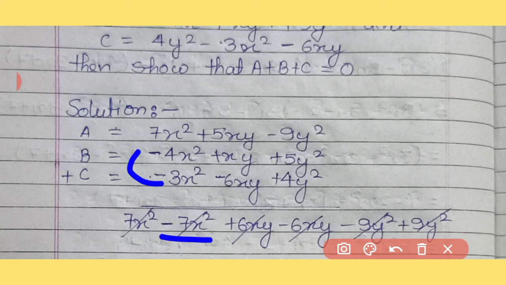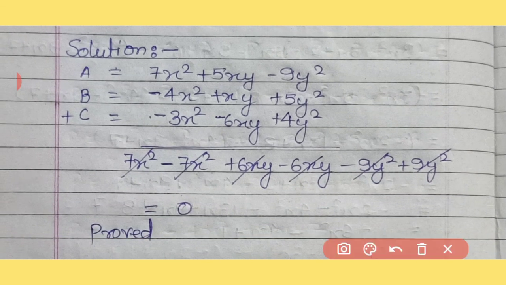So plus 7x square minus 7x square. Next term, these two terms are plus, so plus 6xy minus 6xy. And the next is minus 9y square, and the addition of 5y square and 4y square becomes 9y square. So all the numbers are the same, but they have different signs. So 7x square will subtract 7x square, 6xy will subtract 6xy, and minus 9y square will subtract plus 9y square. So we are getting 0. Now it is completely proved that it is correct.